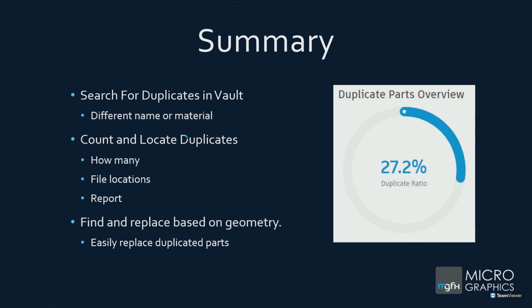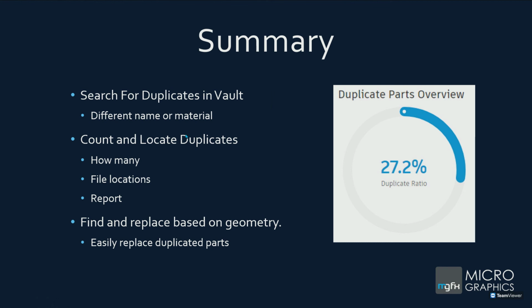And as I said, this is all geometrically based. So how many geometrically duplicate files do you have? Where are they in Vault? You've got the file location that comes up, and that is included in the report. So you can export that report into Excel, PDF format, and send it on to somebody who would then process that report.